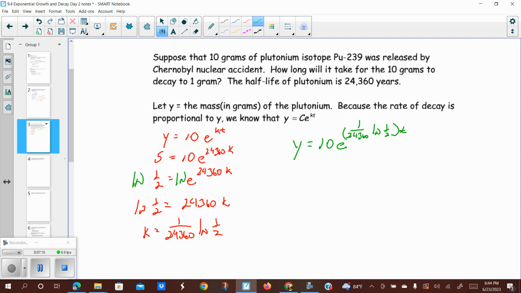It wants us to figure out when this is going to decay to 1 gram. So we're solving for T. So now the Y value becomes 1. And the worst part about this whole problem is rewriting that 1 over 24,360 so many times. So to solve for T, we'll divide by 10. We'll take the natural log on both sides. We did this plenty of times in our other videos. So you should be able to now figure out what T is.